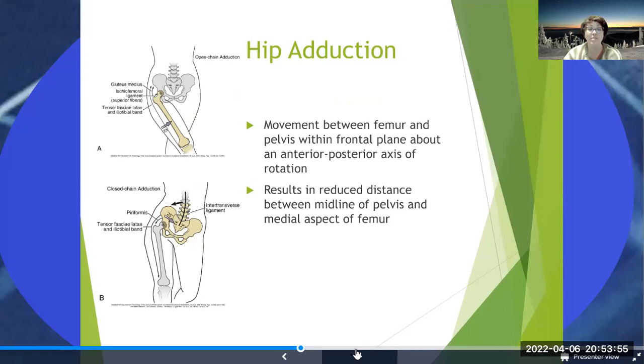So this is the right hip adduction, closed chain, pelvis on femoral motion. It can look like a left hip drop, okay?